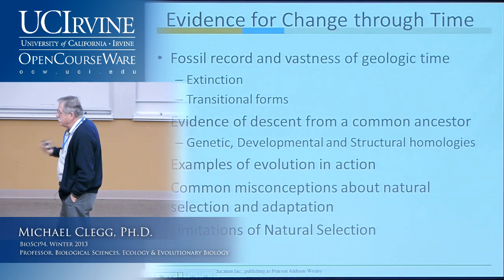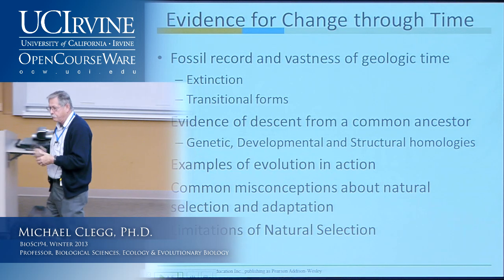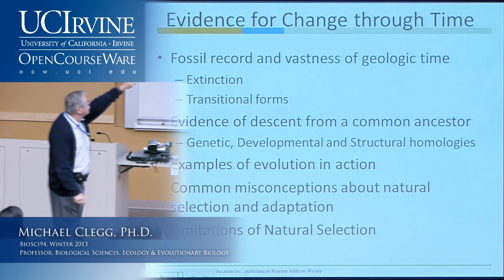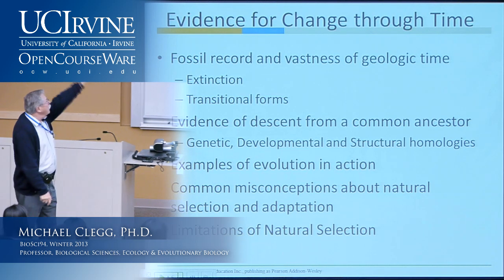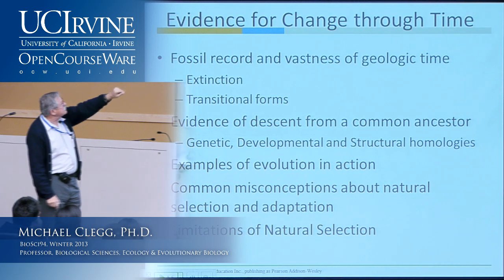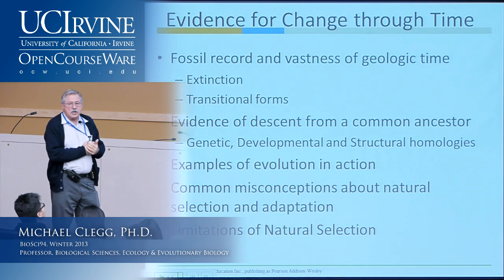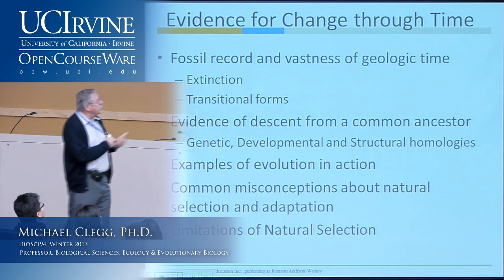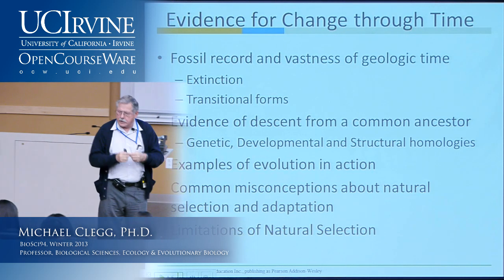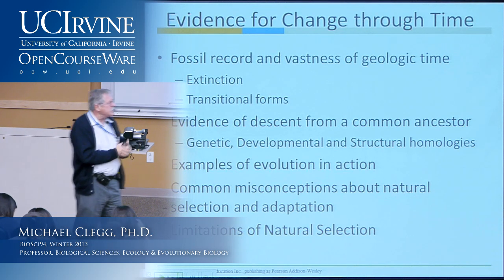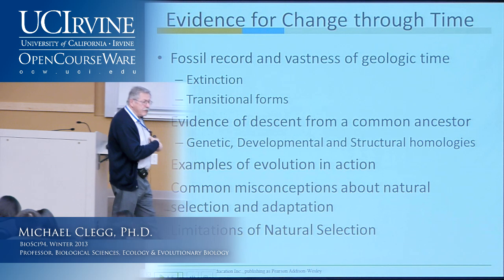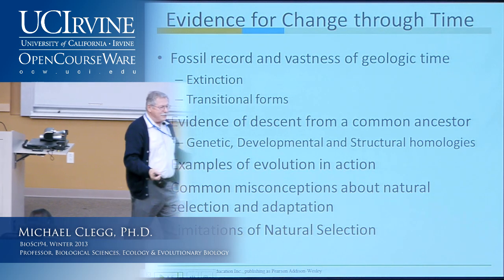Now, we're going to spend the rest of the lecture just looking at evidence that supports this, and we'll look at a couple of different kinds of evidence. We're going to look at historical evidence from the fossil record. We'll look at evidence for descent from a common ancestor based on what are called genetic, developmental, and structural homologies. A homology is just a similarity, and we'll explore this idea as we go along. We'll look at examples of evolution in action. Evolution is happening today.